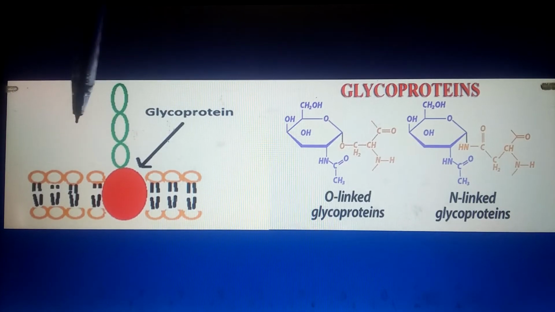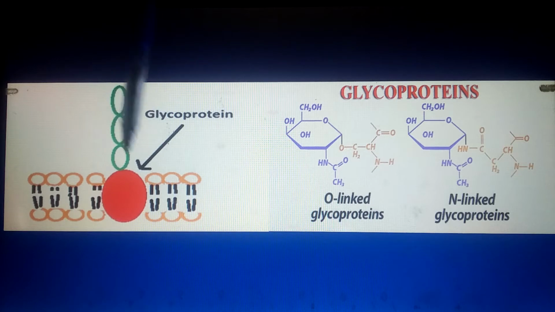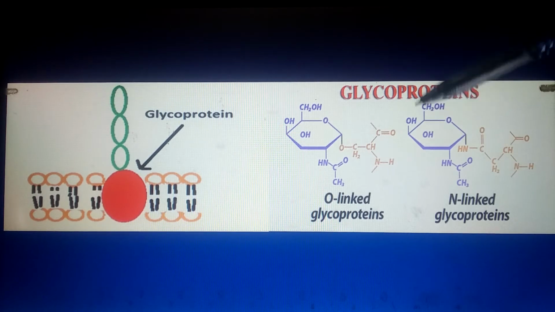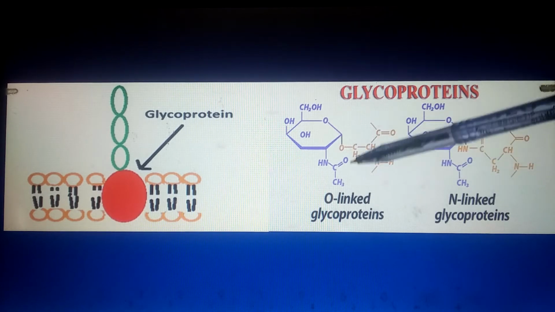Now I'm moving towards the glycoproteins. Glycoproteins, you can see here, this is the protein, an integral protein of the cell membrane, to which the glucose chain or carbohydrate chain is attached. So the molecule is the glycoprotein. Now glycoprotein exists in two forms, O-linked and N-linked, as you can see here, depending upon the bond.